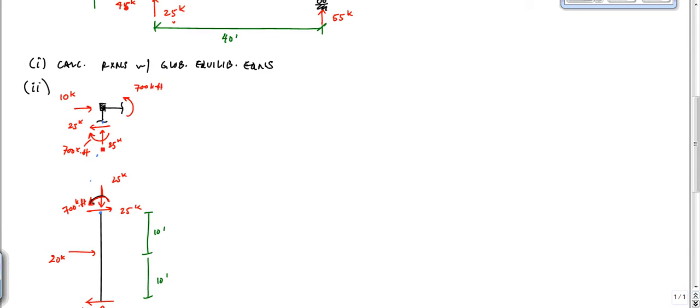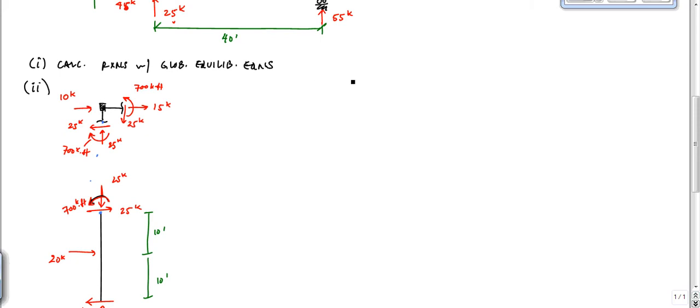If I sum the forces in the vertical, I need 25 kips going down this way to maintain equilibrium. And then if I sum the forces in the horizontal, this will be 25 minus 10. That means I need to have 15 kips going this way to have joint equilibrium. And then now I can move on to the second member.